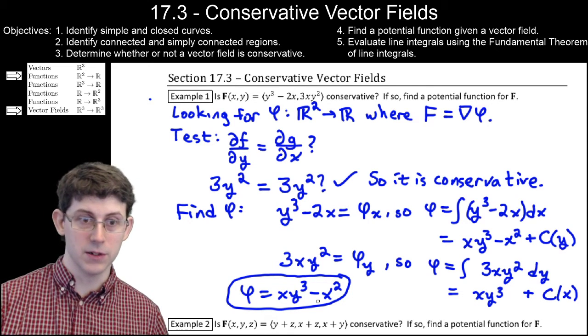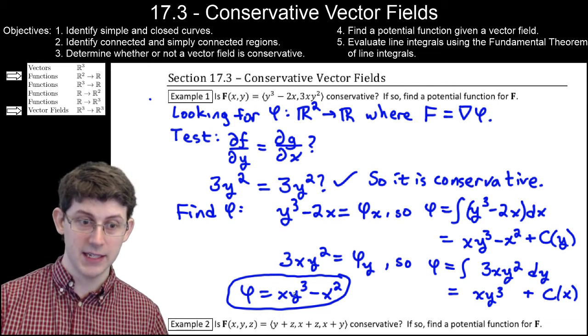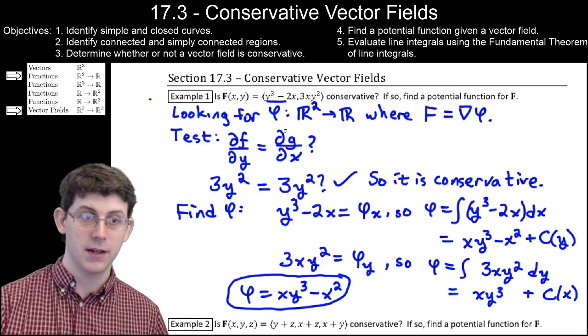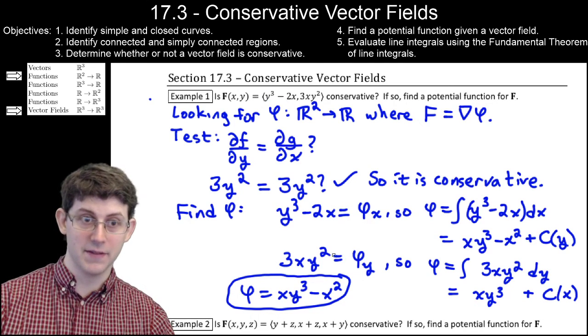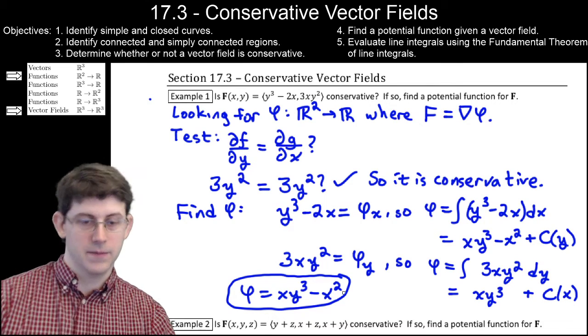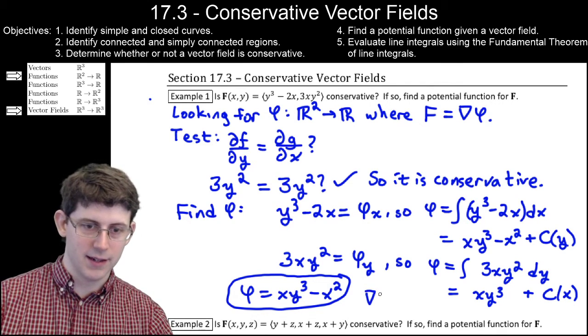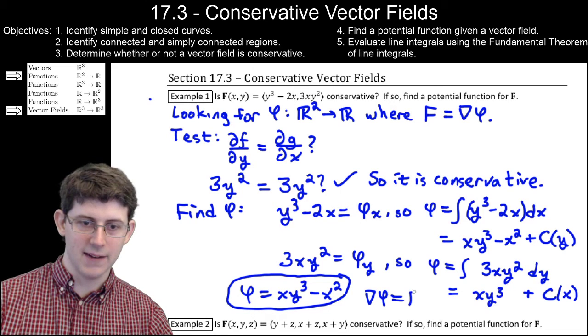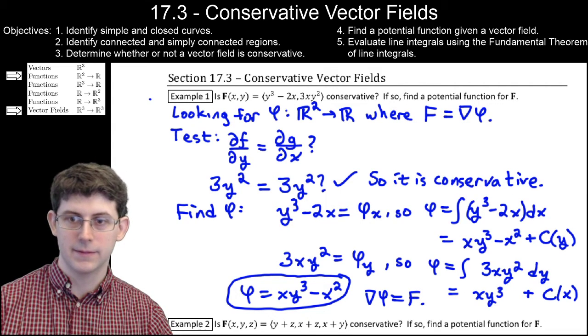To check it, what you would do is take the x partial derivative of this and make sure that it matched, and take the y partial derivative of this and make sure that it matched what came out of f. By doing that, you check that the gradient of phi is f. Nice.